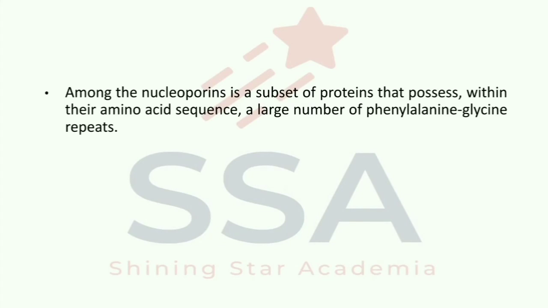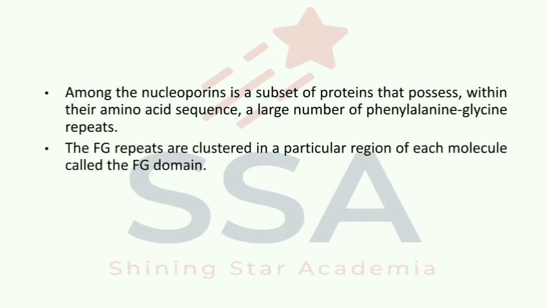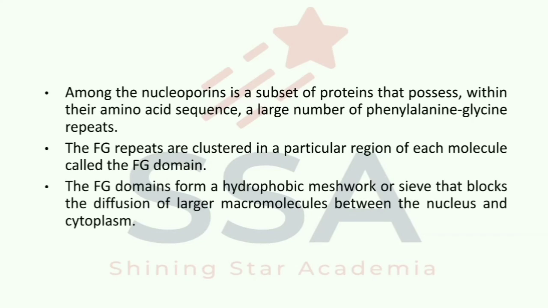Among the nucleoporins is a subset of proteins that possess within their amino acid sequence a large number of phenylalanine-glycine repeats. The FG repeats are clustered in a particular region of each molecule called the FG domain. So here F stands for phenylalanine and G stands for glycine, the one-letter symbols of the amino acids. The FG domains form a hydrophobic meshwork or sieve that blocks the diffusion of larger macromolecules between the nucleus and cytoplasm.